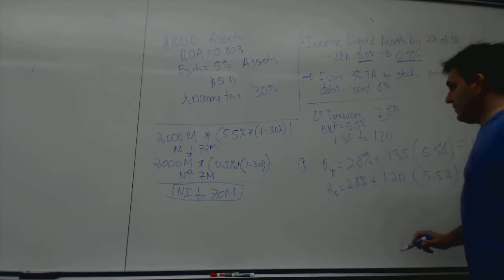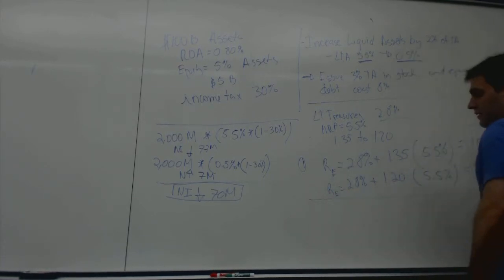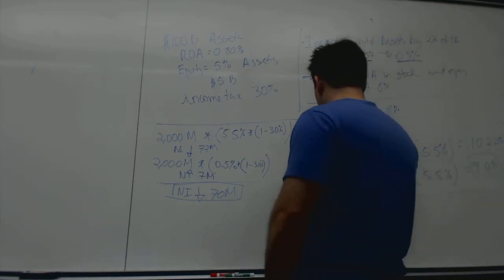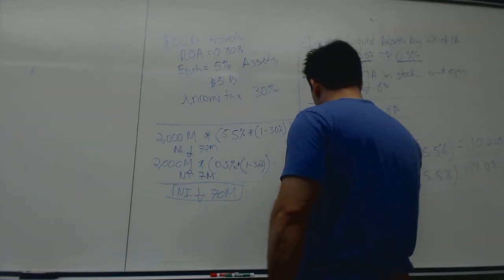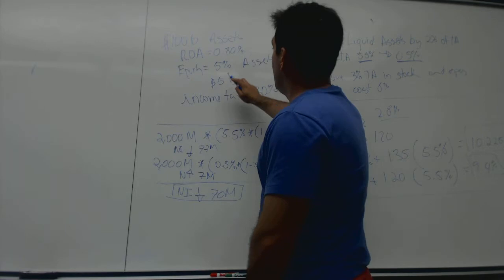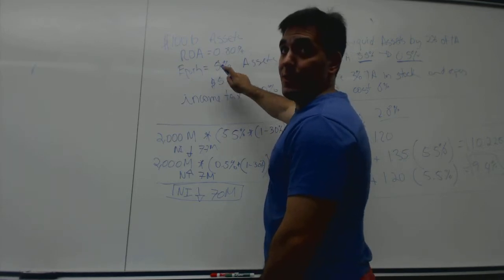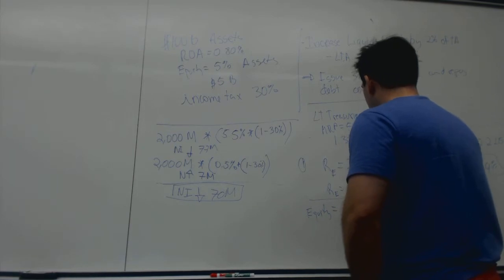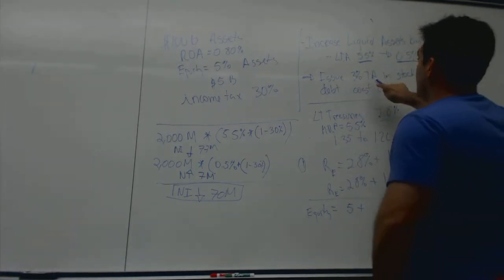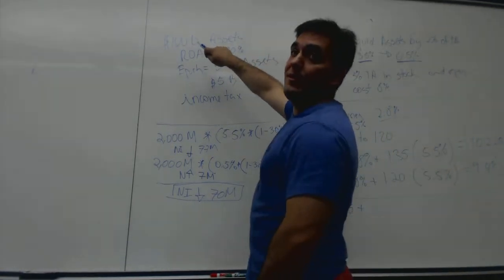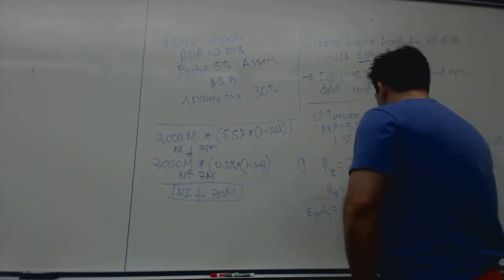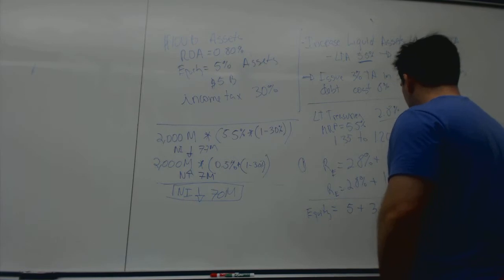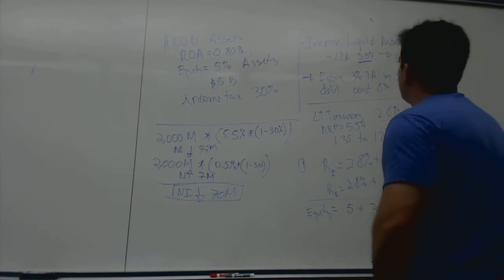So equity is going to increase from 5 billion, because we have 5% plus the new equity we're going to issue. 3% of 100 billion is 3 billion. So equity is going to increase from 5 to 8 billion. Right, that's what I think we're going to calculate.